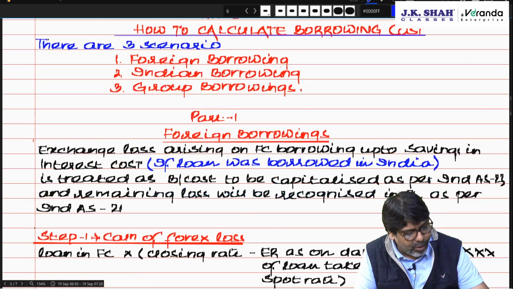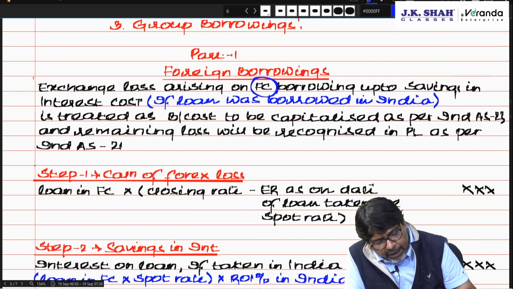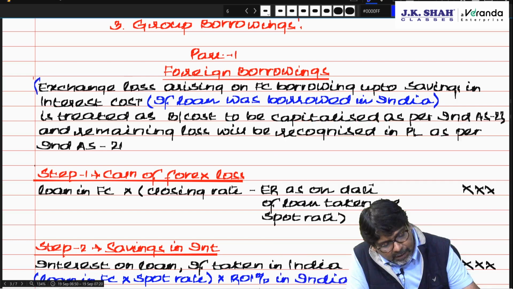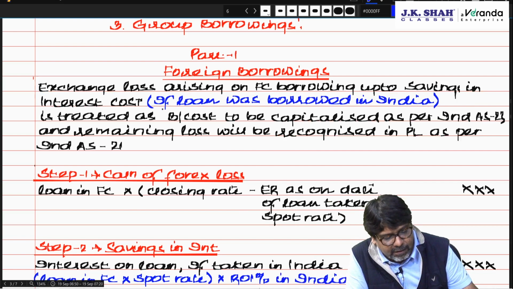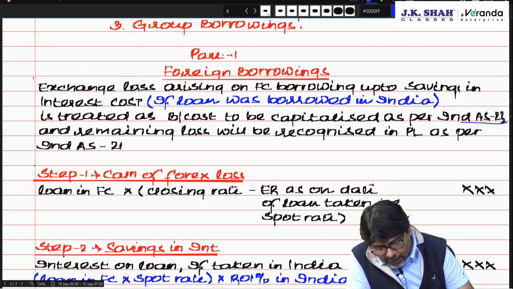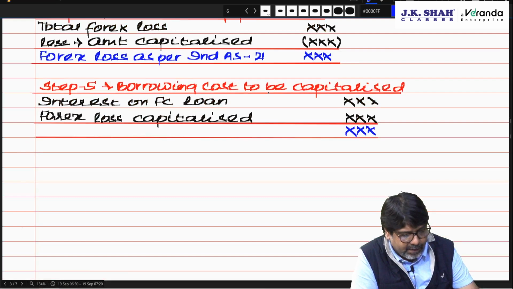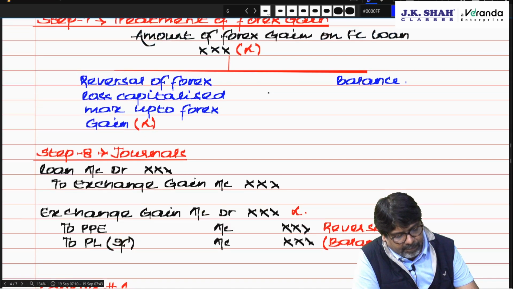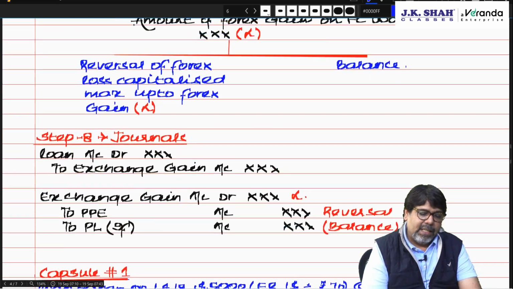Okay, sir. Now let us see what I have done. Foreign borrowing: exchange loss arising on foreign currency borrowings up to the savings in interest cost, if the loan was borrowed in India, is treated as borrowing cost to be capitalized as per Ind AS 23, and the remaining loss will be recognized in P&L. This is the formula I have given. And the journal entries.